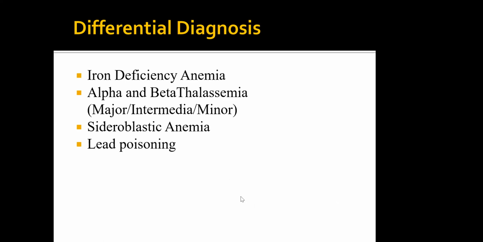Because he's been eating the paint of the walls, you think about lead poisoning, although in modern houses, we don't see that much lead poisoning. The paints are lead free now. But if this was an old home, then I would still keep that on my mind. And then always there's anemia of chronic disorder.